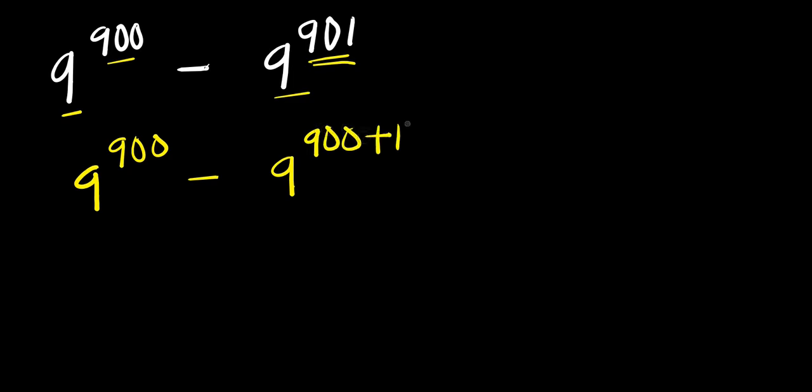Hello, how do you evaluate 9 to the power of 900 minus 9 to the power of 901 without the use of a calculator? So, I can have 9 to the power of 900 minus 9 to the power of 901, and I can express 901 as 900 plus 1. From here, if you have a to the power of m plus n, this equals a to the power of m times a to the power of n.